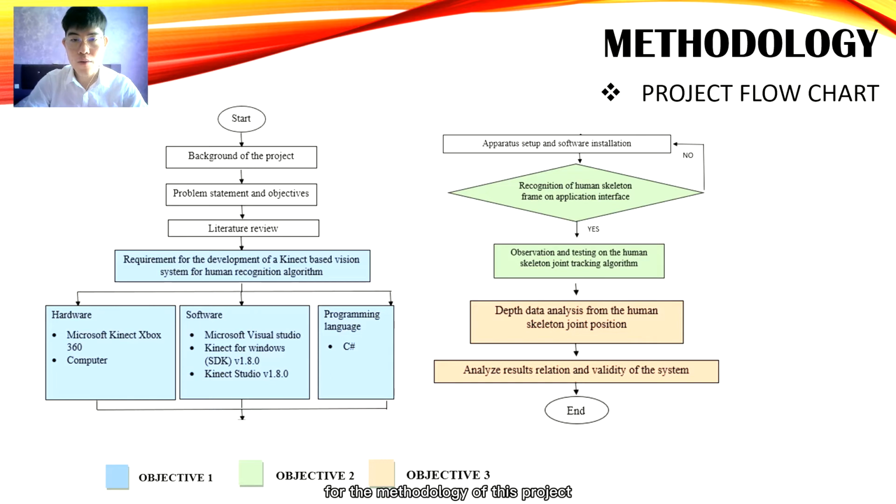For the methodology of this project, we look at the project flowchart. This project starts from the background of the project, problem statement, objective, and literature review. After that, determine the hardware and software requirements for the system. The hardware includes the Microsoft Kinect for Xbox 360 sensor and a computer. Software includes the Microsoft Visual Studio, Kinect Software Developer Toolkit, and Kinect Studio. And the programming required for the software development is the C# language.